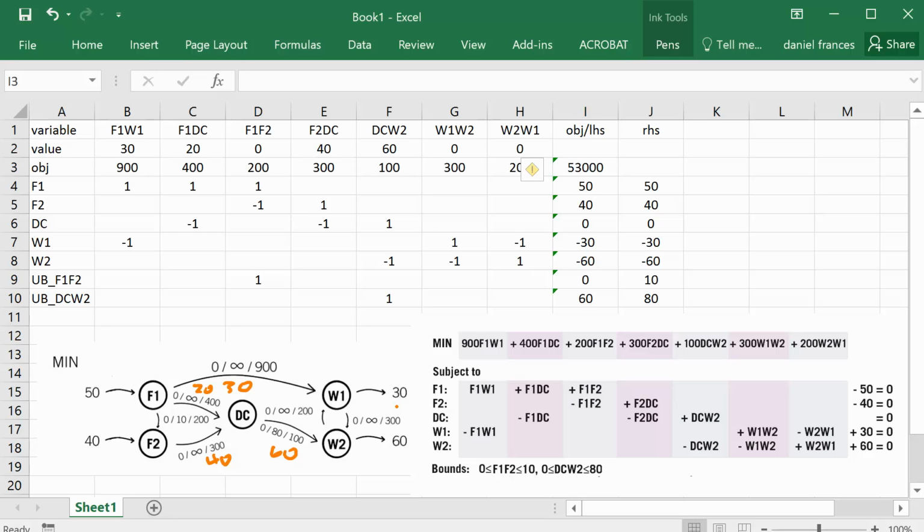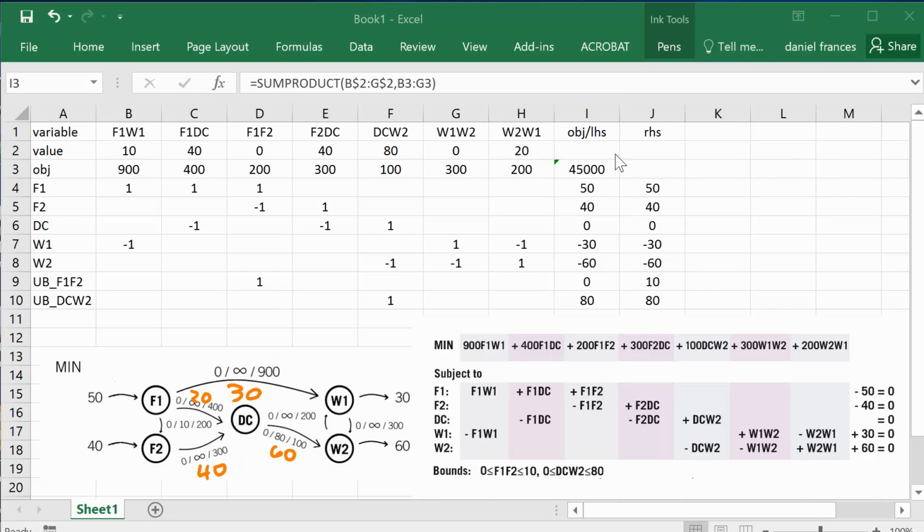So that's the solution. But let's look at that critically. We notice that the F1W1 transfer costs $900 per unit, which is very high. And you'd want to use it the least possible. Why are we not using this link to its maximum capacity? So this solution seems to be incorrect, and we have to trace why that it is incorrect. So we need to take a pause.